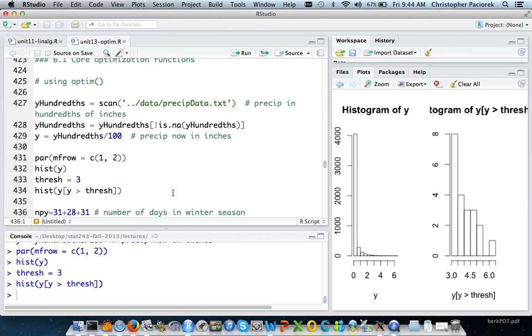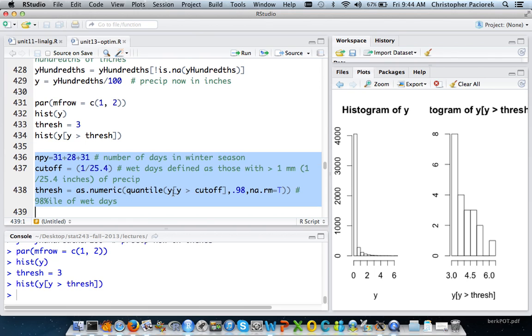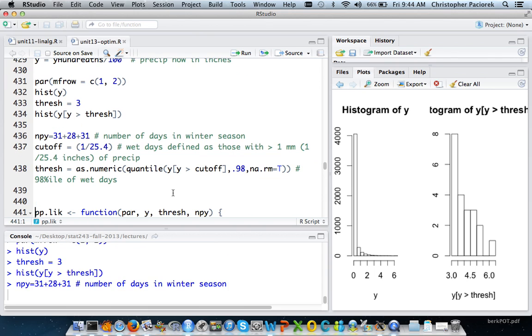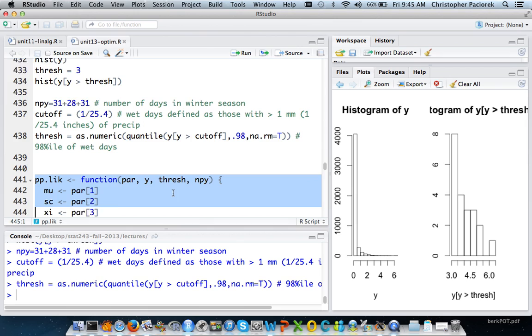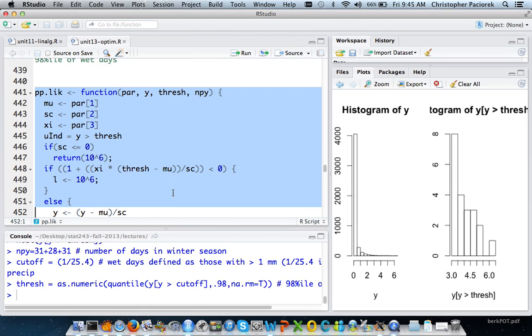Actually, this is just the data from precipitation during the winter, which is the main season where there tends to be more rain here in Berkeley. So this is just setting up the threshold, defining NPY. No, that's not quite right. NPY is the number of observations every year. So I'm going to write out my likelihood function, pp.like. This is going to be on the log scale because, as we've discussed, it's better to do the optimization on the log scale.